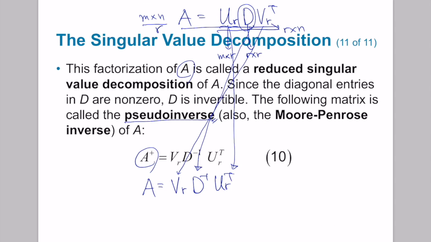And let's think of the size of this pseudo inverse. This guy is n by r, and this guy is still r by r, and this guy is r by m. So the pseudo inverse of the m by n matrix A has the size of n by m, which is the same as A transpose. Okay, so this is called the pseudo inverse.